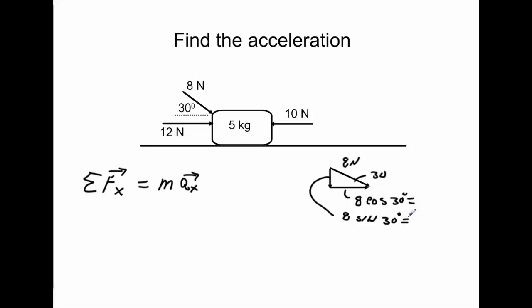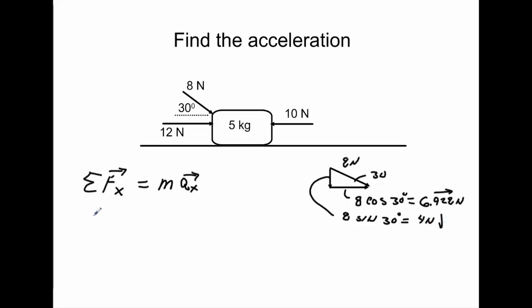I will run those numbers. 8 times the cosine of 30 gives me 6.928. And again, that's a vector going that way. 8 times the sine of 30 degrees is going to give me 4 newtons. And again, it's a vector going down like this.